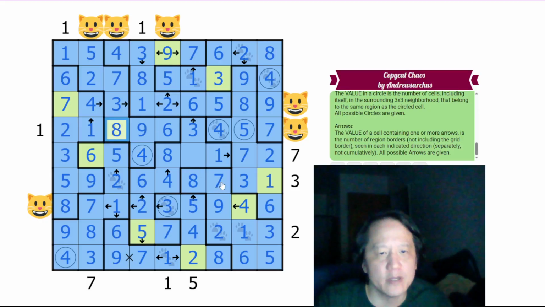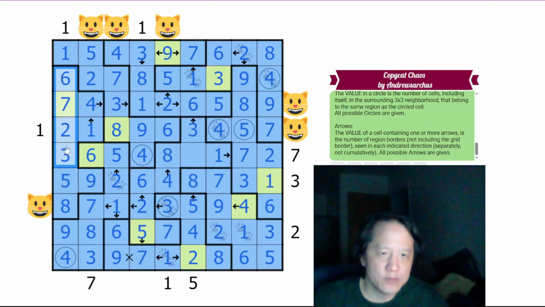This is copying a 7, too large. 6 and 9 are too large. 3 sees 1, 2, 3 cells that way. 2 that way. 1, 2 that way, and 1, 2 that way. 4 sees 1, 2, 3 that way, 1, 2 that way, 1 that way, 1, 2, 3 that way, no arrows. 5 sees 1, 2, 3 that way, 1 that way, 1 that way, and 1 that way.